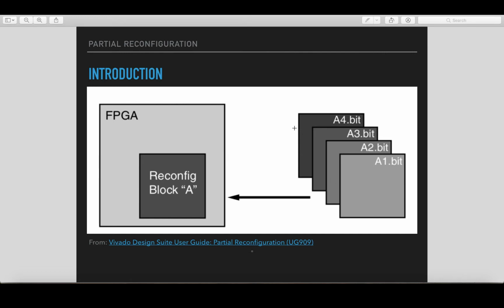And we should have some RMs, reconfigurable modules, for each reconfigurable partition. Our dynamic part can consist of different reconfigurable partitions. Here we have just one reconfigurable partition and some reconfigurable modules for that partition.